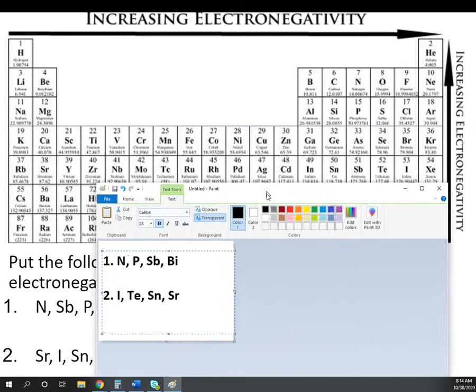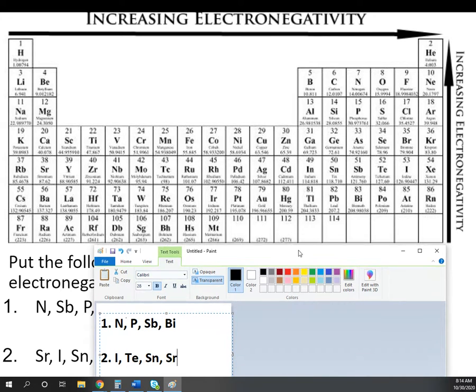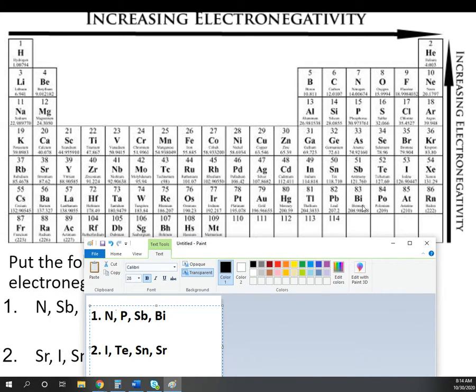So for number 1, our largest electronegative element in this group is going to be nitrogen because it's closest to the top. Phosphorus is going to have a smaller electronegativity. Antimony is going to have even less electronegativity, and bismuth is going to have the smallest electronegativity because it's on the bottom of our group. So when we put them in order from largest to smallest, nitrogen is at the top and bismuth is at the bottom.